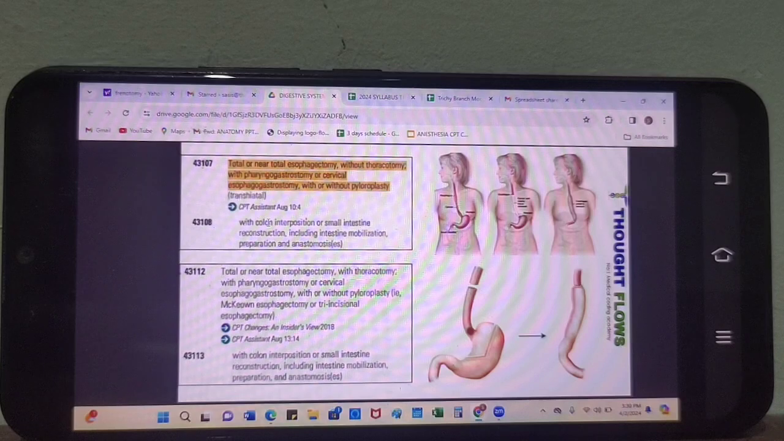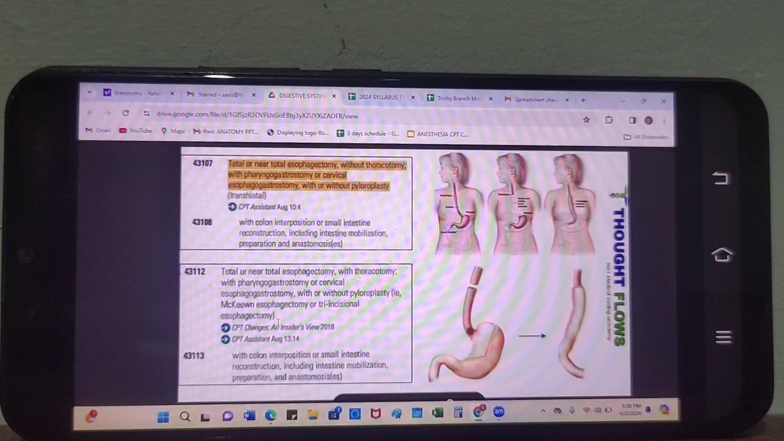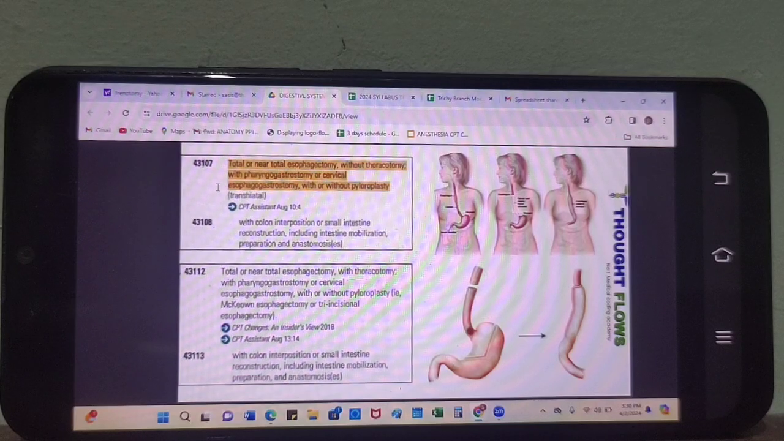If the surgeon performs a reconstruction procedure with the small intestine or large intestine, go for 108. Same procedure, total or near total esophagectomy. What is the difference between 107 and 112? What is the difference?